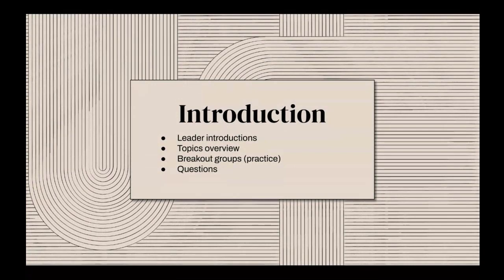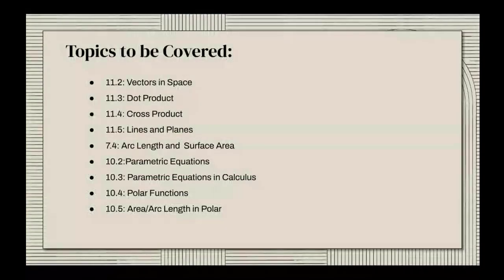Cool, so this will be our agenda for today, and then we'll answer any questions that any students may have at the end. So the topics to be covered are 11.2 vectors, dot product, cross product, lines and planes, arc length, surface area, and then parametrics as well as polar. And these will be all the topics that are covered on the exam on Friday. So we'll go a little bit into depth for each one and then see some example problems, and then we'll be able to actually work out some more problems.